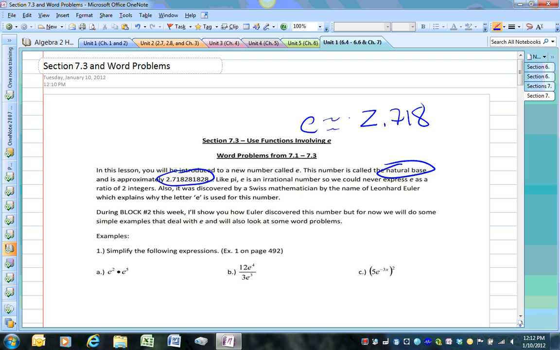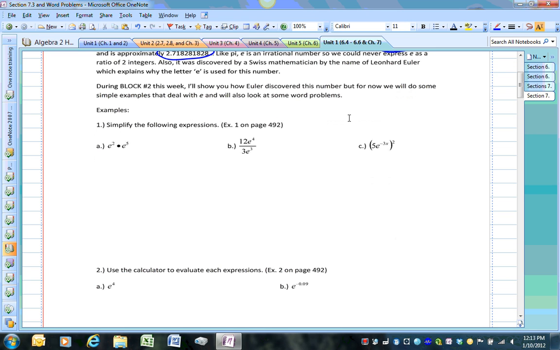And it was discovered by a Swiss mathematician by the name of Leonhard Euler. So that's why we get the letter E, because it's the first letter of his last name. I'll show you how this number actually was discovered the next time we meet in class. But let's do some examples right now. And many of these examples are from the book.